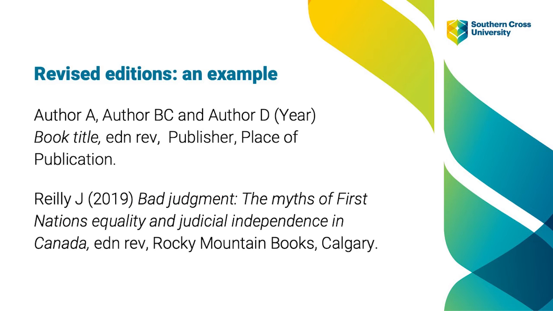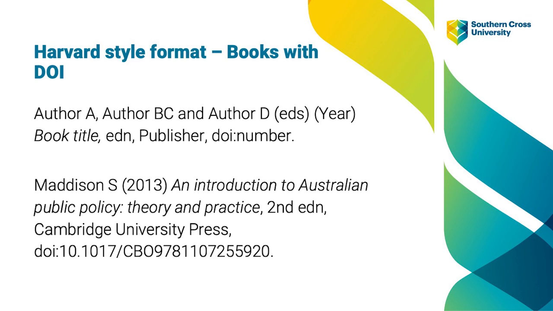Now sometimes a book has been revised since its earlier published version, but it's not a new edition. This can happen when the author has made minor updates to the content or has corrected it in some way, but these changes aren't substantial enough to warrant it being an entirely new edition. If this is the case, include the abbreviation for revised edition, denoted here by the letters EDN space REV, followed by the comma. If you are using a book with a DOI, you don't need to put in the place of publication.